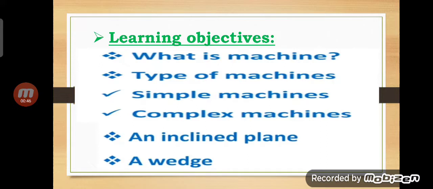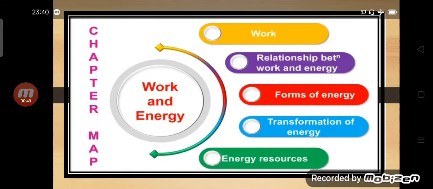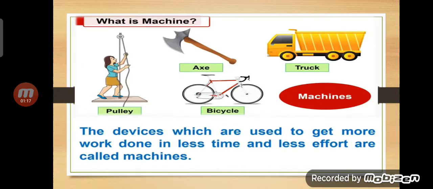Okay? Now children, in the previous chapter, that is Work and Energy, we discussed what is work done, transformation of energy and energy resources. In today's class, children, we are going to discuss our next chapter, that is Simple Machines. Before all else, children, let's see what is a machine.